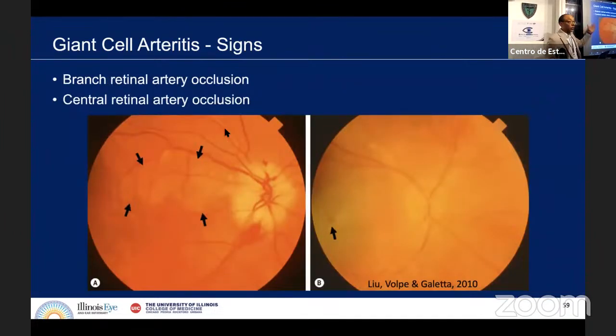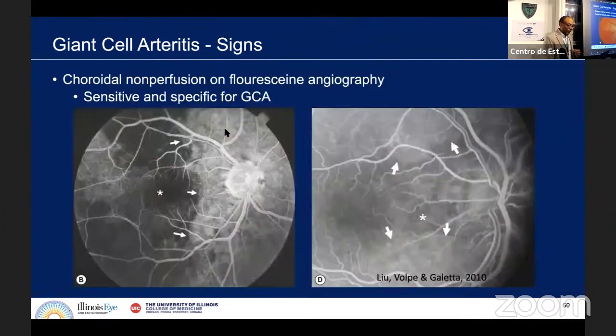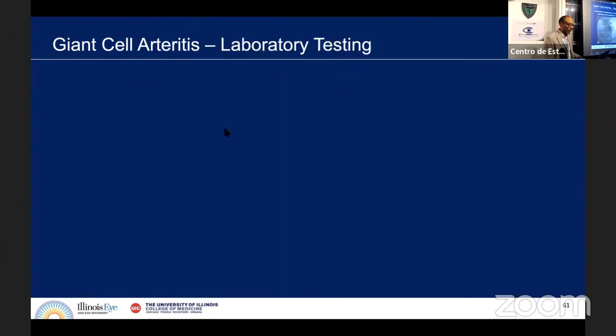And again, we know this, we talked about this, branch artery and central artery occlusions. I think a nice test to do is a fluorescein angiogram where you can also see choroidal non-perfusion. So if you're struggling with a diagnosis, this can be helpful. It's quite sensitive and specific for giant cell.